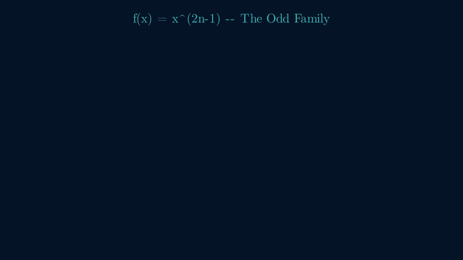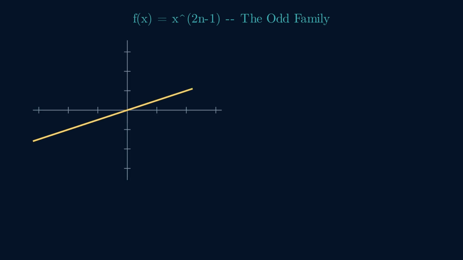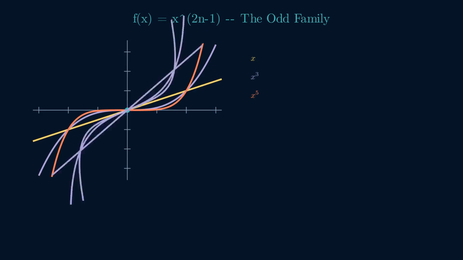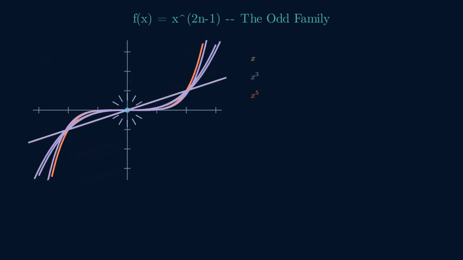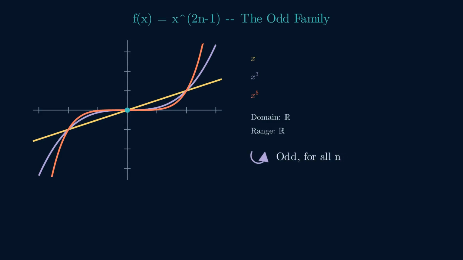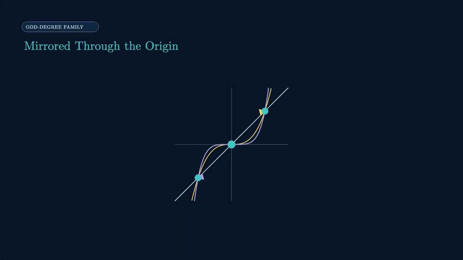Same deal on the odd side. x, x cubed, x to the fifth, and onward all the same S shape, all threaded through the origin, with x to the fifth flattest between -1 and 1 and steepest outside. Domain, all of R, range, all of R. And every single one of them is odd, for every n. Where do they cross? Same three crossing points, but look closely. 0, 0, 1, 1, and -1, -1.